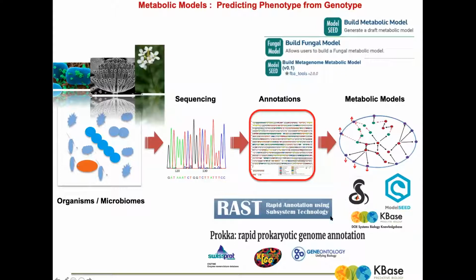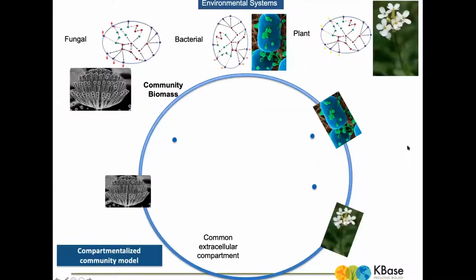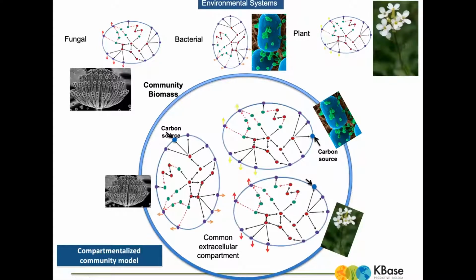So we use different biochemistry databases like KEGG, ModelSEED, and other biochemistry databases to derive these reactions, which I'm going to talk about in a minute, and build these metabolic models. In this context, we can build metabolic models right now in KBase for bacteria. You can build metabolic models for fungi and plants, and then you can use these metabolic models to study environmental systems.